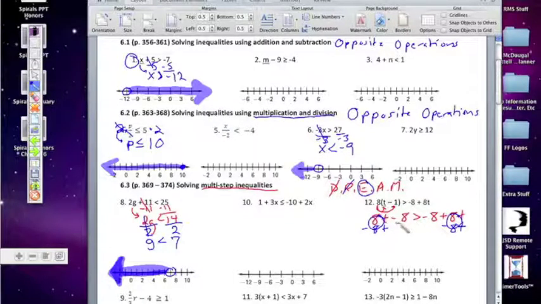Somebody tell me what I have remaining. Negative 8 is greater than negative 8. Is negative 8 greater than negative 8? No, it's not. So in other words, this is false. And when we have a false statement, what type of solution does this represent? No solution. This one has no solution. What must I do to my number line then? Nothing at all. It stays entirely blank. And that's number 12.